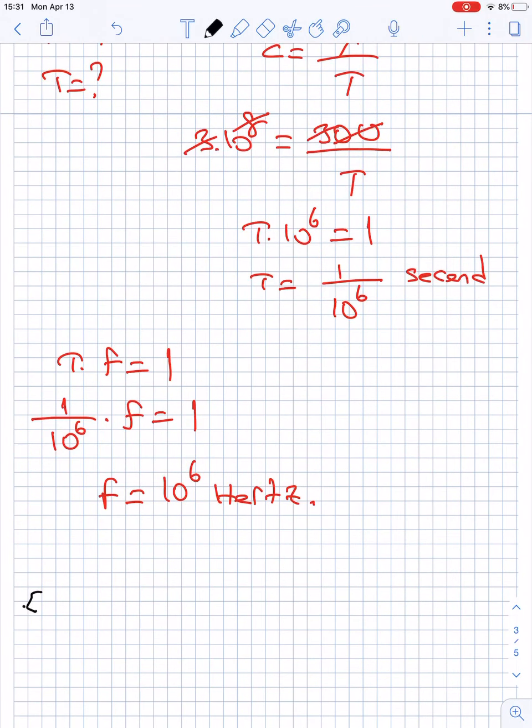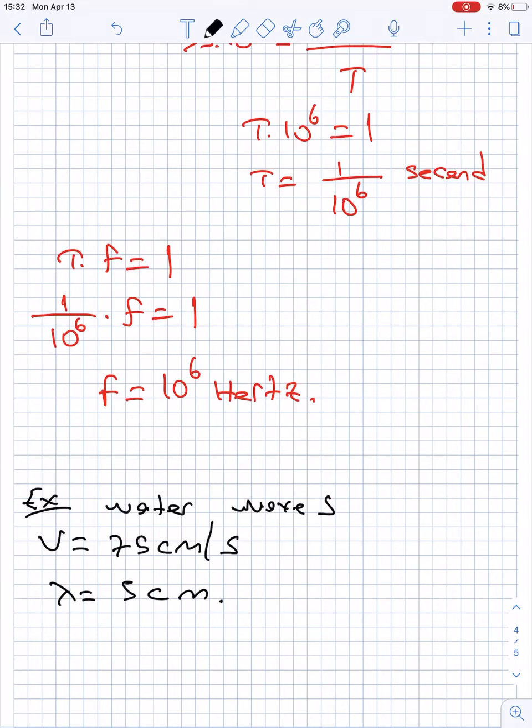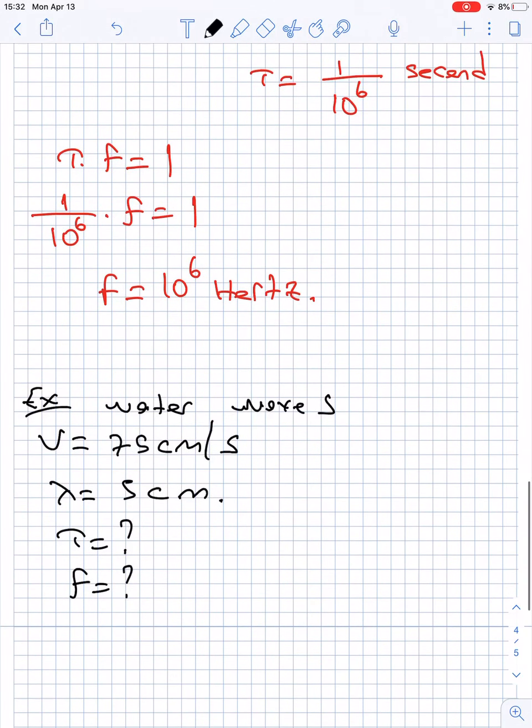Okay, next example. For water waves, my speed is equal to 75 centimeter over second, and wavelength for every wave is 5 centimeter. What is the period and what is the frequency?